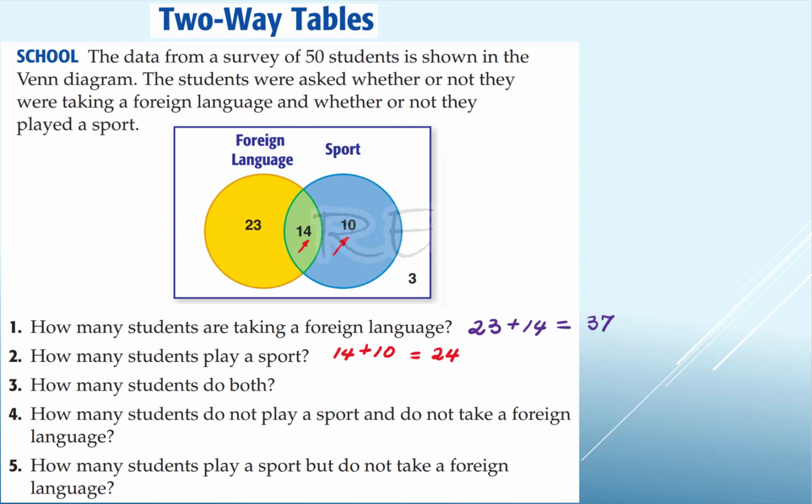Question 3. How many students do both? We are concerned with the intersection or the overlap, and that number is 14. How many students do not play a sport and do not take a foreign language? Number 4. So we are outside of the bubble, and there are 3 students.